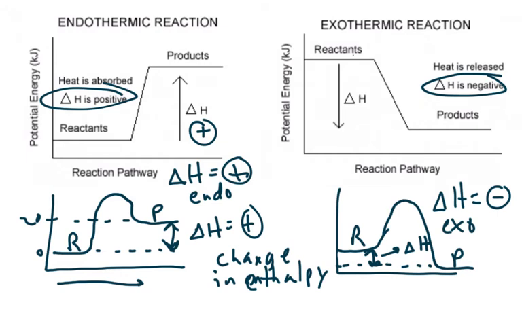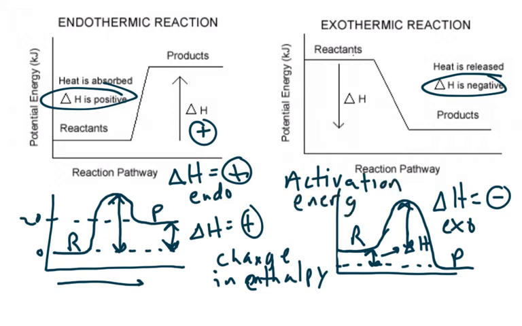Now, in the future, you're going to learn about this, but this hill that we have to overcome, which is this distance from here to here, and I'll draw it over here as well, the distance from where you start to the top of the hill, we call that the activation energy. I'll write it over here. And activation energy, I'm going to give you a quick definition, is the energy needed to get a reaction going.